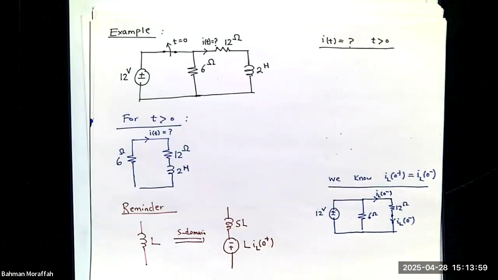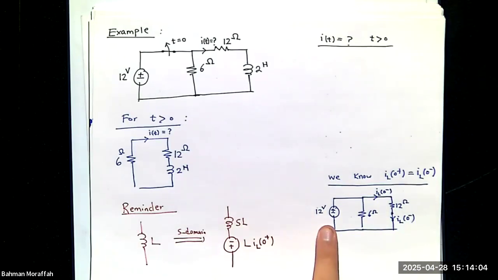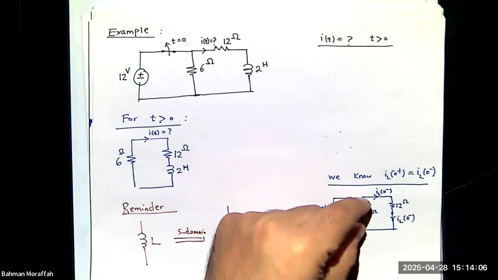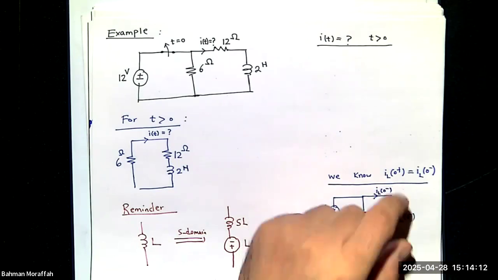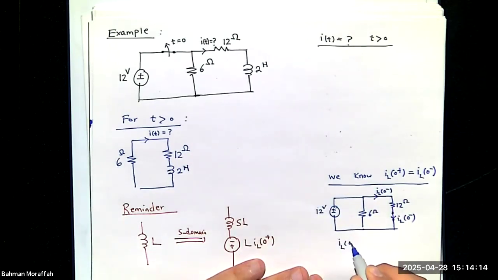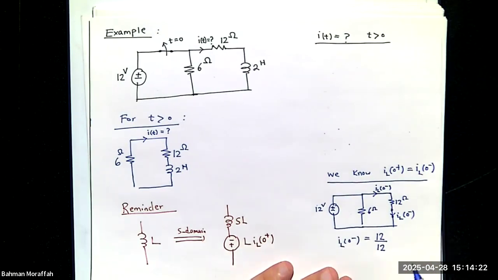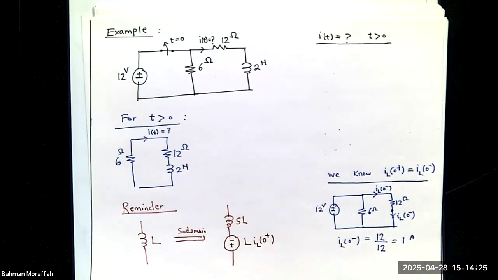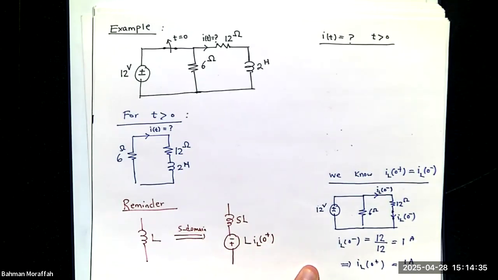What is iL at time 0 negative? Well, I have these two elements in parallel, and they're in parallel with the 12 volts as well. Therefore, the voltage across this 6 is 12, and the voltage across this 12 is also 12. So what is iL at time 0 negative then? It is 12 volts divided by 12 ohms, which is 1 amp. As soon as I know iL at time 0 negative, I know that's the same as iL at time 0 positive. Therefore, iL at time 0 positive is 1 amp.